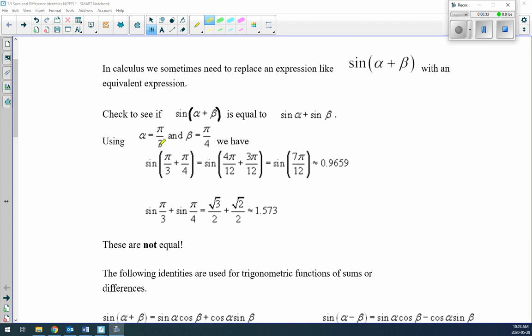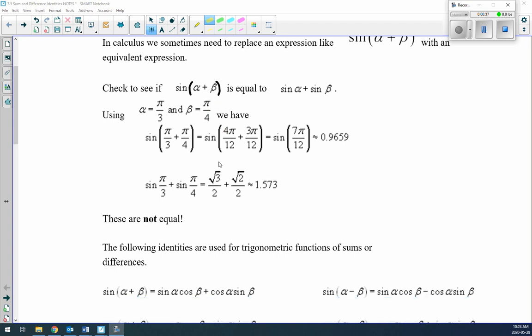So alpha is pi over 3, beta is pi over 4, right? And you can just find those on your unit circle. You can find all the appropriate things. So the first one, sine of alpha plus beta. So pi over 3 plus pi over 4. To add those together, we need common denominators. So 4 pi over 12 plus 3 pi over 12. We add those. Sine of 7 pi over 12. Use your calculator. It's approximately 0.9659.